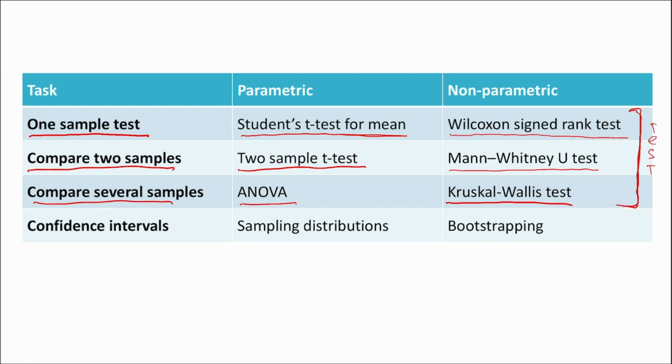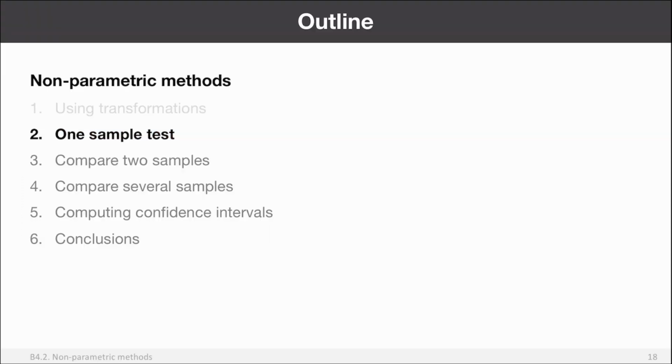However, there is a workaround. There is a very nice method for computing confidence interval for anything, which does not rely on any distribution. And this method is called bootstrapping. And that's what we also will cover in this learning sequence. Okay. So let's start with one sample tests.